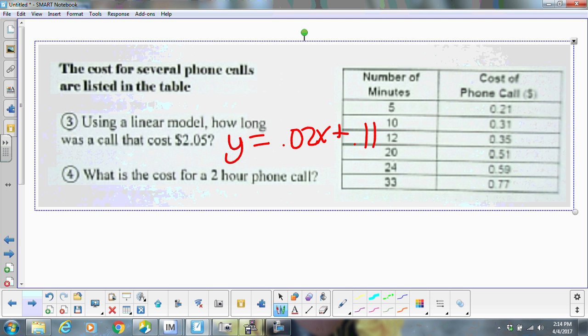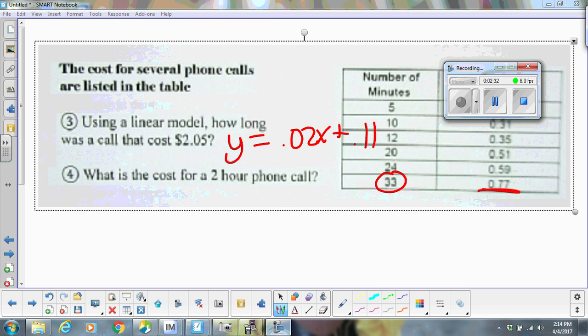So we go to y equals and we put that in, Vars, 5, EQ, enter. Second window. All right, $2.05. We are at 33 minutes and we're at 77 cents, so we know it's going to be greater than 33. I'm going to let my table start somewhere around 60 and just see where that takes me.